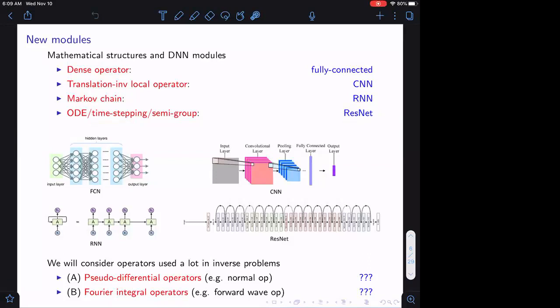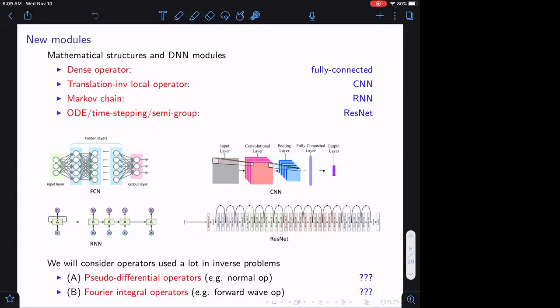Now we ask ourselves, if we are starting to solve inverse problems using deep learning, what kind of operators are important for deep learning? What are the operators which are important for inverse problems, and based on the operators, what can we construct? There are two types of operators that are very important for inverse problems. One is called a pseudo-differential operator, and the other is called a Fourier integral operator.